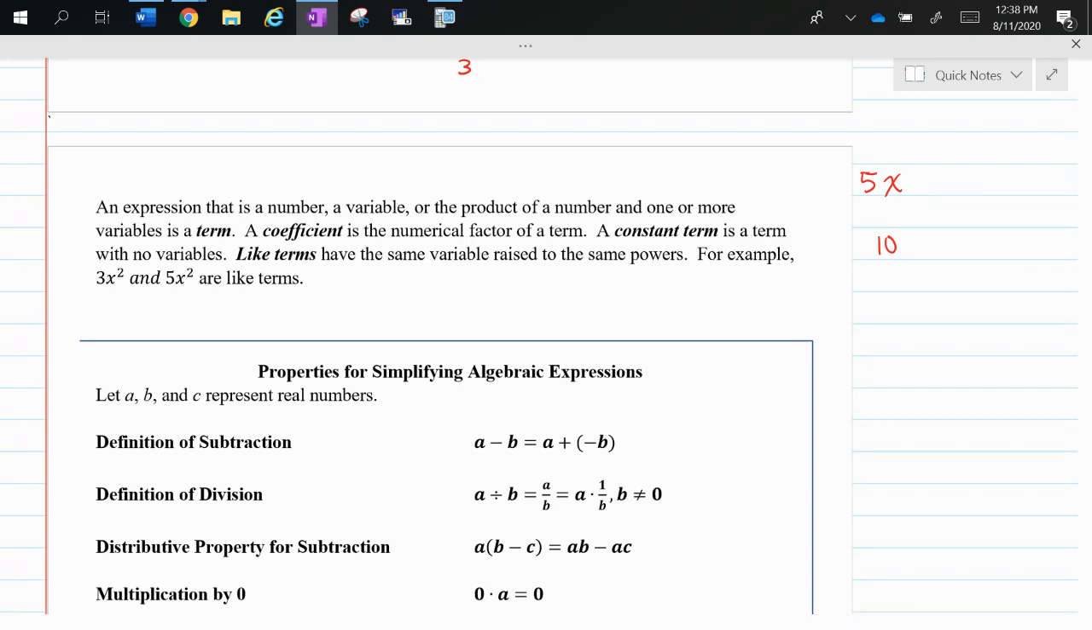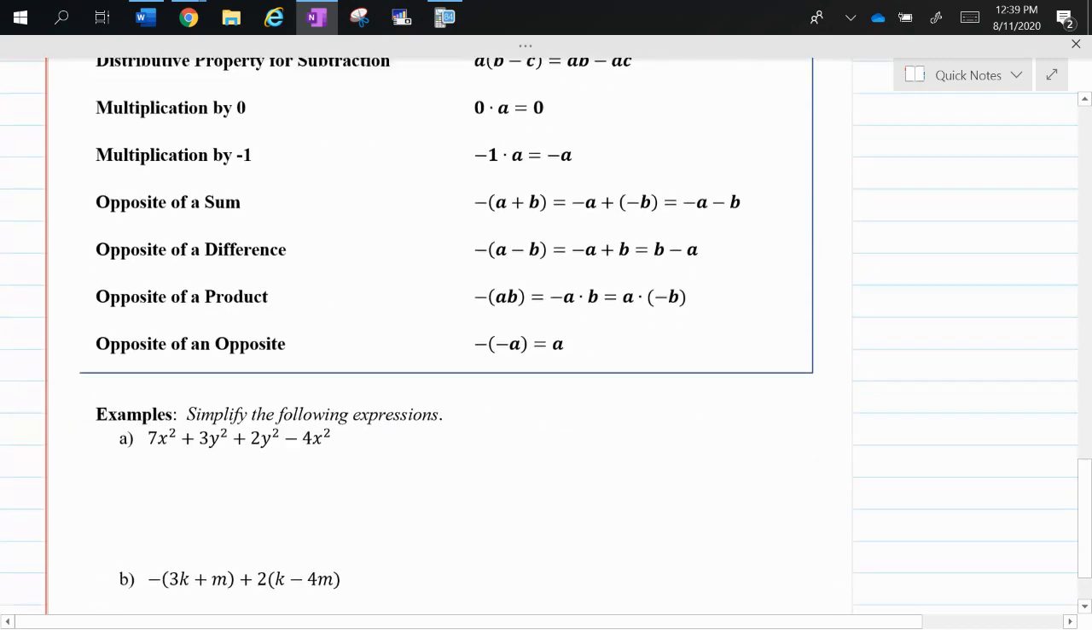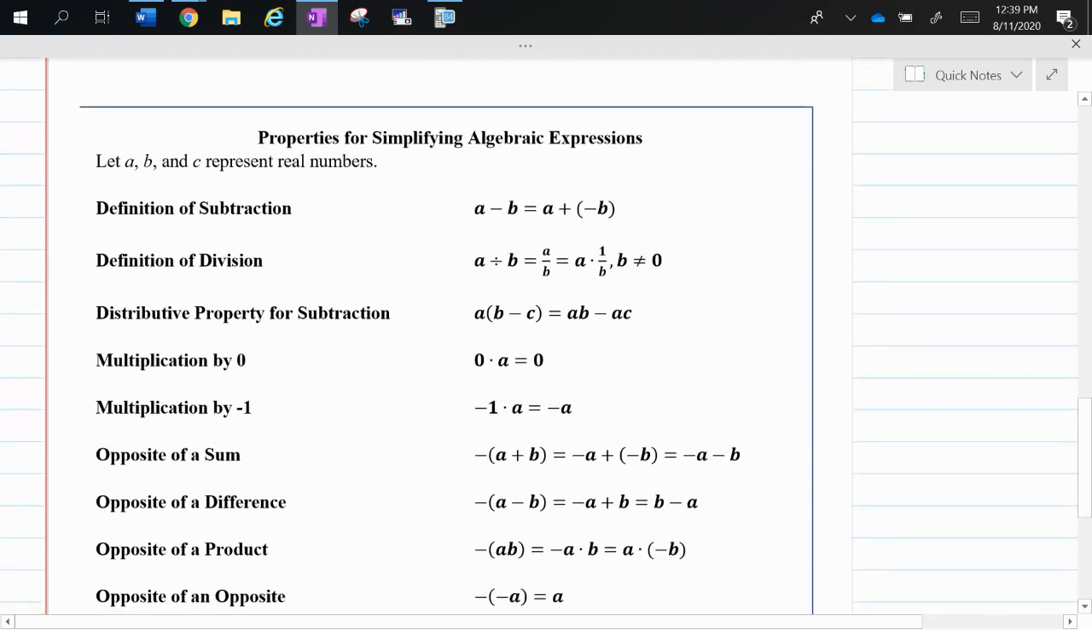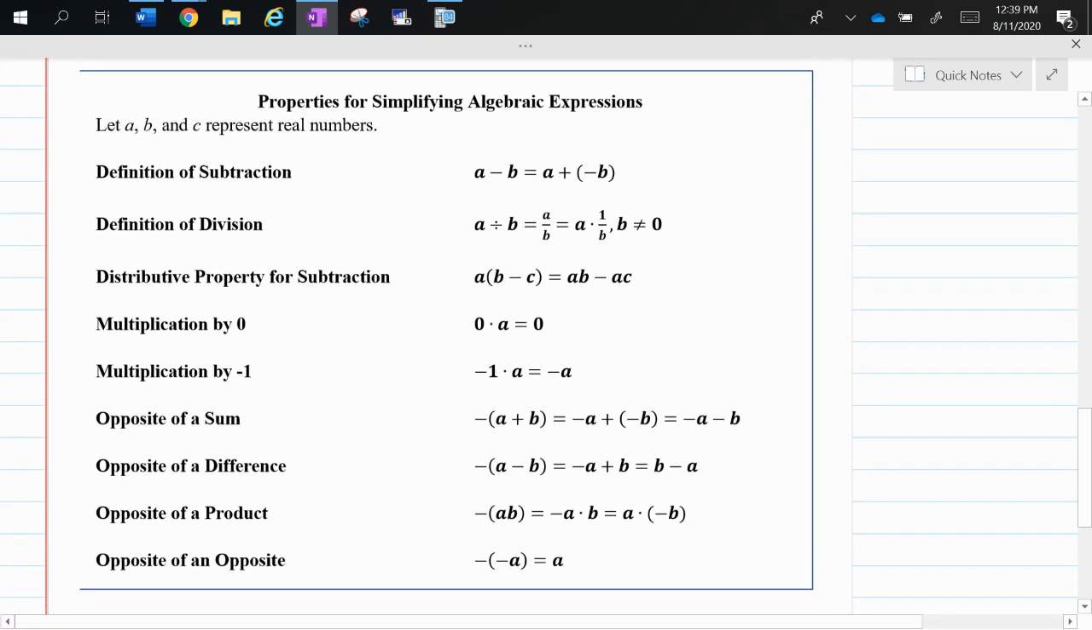Like terms have the same variable raised to the same powers. For example, 3x squared and 5x squared are like terms because they have the same variable all raised to the same power. Notice their coefficients are different. When we add like terms, we add the coefficients and the variable part stays the same. We'll talk about that in just a second. So we've got all these properties dealing with expressions that we're just going to run through.